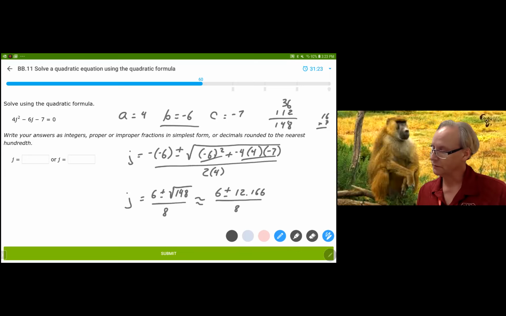And so let's start by subtracting my 6 and dividing by 8, and that'll be my negative part. So j is approximately negative 0.77. And then I'm going to do my addition. Square root of 148 plus my 6 divided by 8, and we get our 2.27.